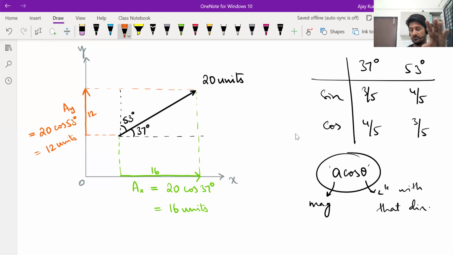Now, why do teachers sometimes use that sine formula? See, what they do is, they don't take that 53 degrees. They take only 37. Okay. This side, if it is 37, the other side angle is 90 minus 37.